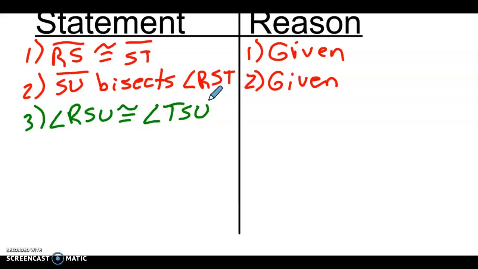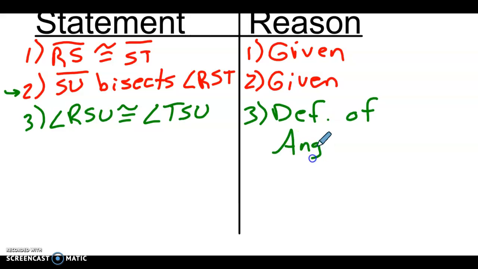And the reason for that, well, they just told us that it's being bisected, so that's just going to be the definition of angle bisector.